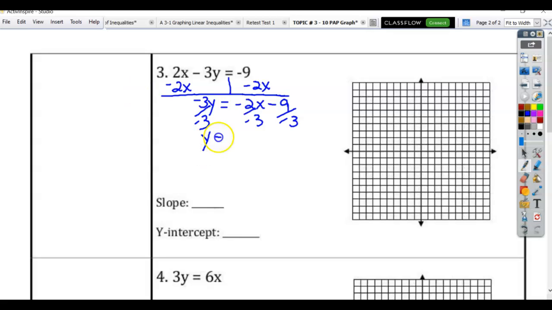So I got y equals negative over negative is a positive 2/3 x. Negative over negative is a positive 3. Okay, so now I have it in the format y equals mx plus b, my slope-intercept form. My m is always multiplied by the x, so it's 2 over 3. And that's good because that's a fraction. It's going in a positive direction, up 2 and over 3. And then my y-intercept, my b, is 3.